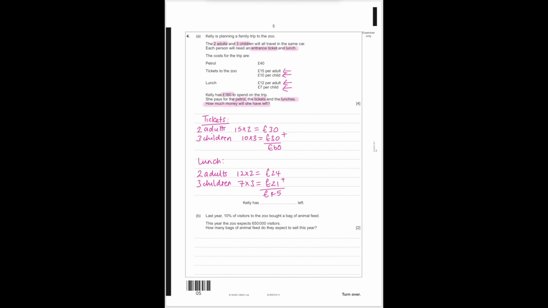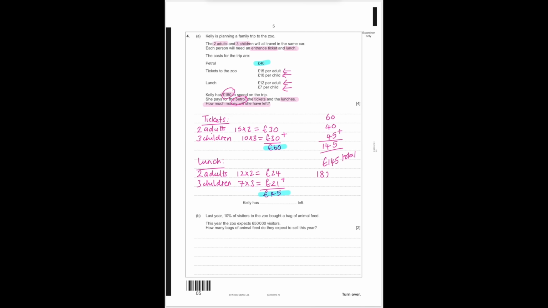So we have tickets, lunch, and we also need to include the petrol. So I'm going to take total price for the tickets, total price for the lunch, and the petrol cost, and add those together. So 60 for the tickets, 40 for the petrol, and then 45 for lunch. So that adds to 145. So it's £145 in total. She has £180. How much will she have left?